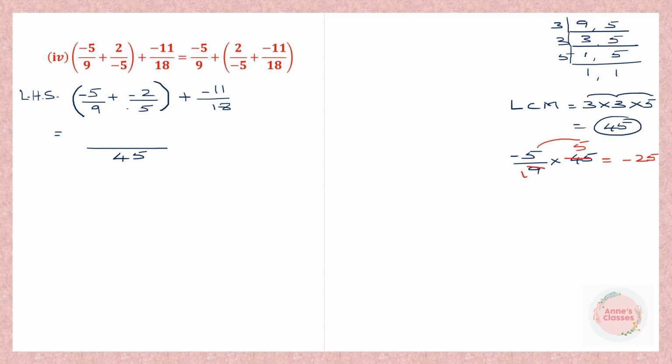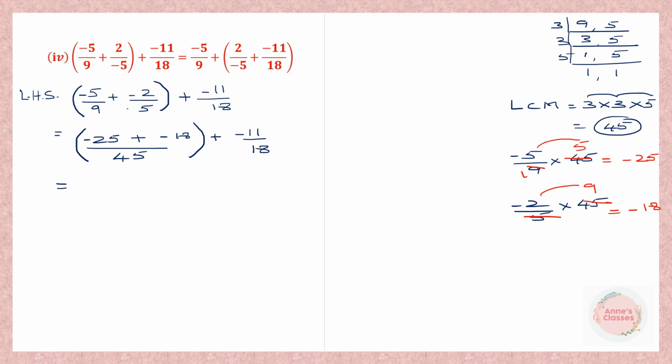So here we have minus 25 plus, now look at the second rational number here, minus 2 by 5, the denominator is 5. So let's take the second rational number, minus 2 by 5, multiply it with the LCM. So here cancel 5 and 45, 5 9s are 45, multiply these two, minus 2 9s are 18. So that's minus 18. So plus minus 18. So this is only what is inside this bracket. Now the third rational number, we write it as it is, plus minus 11 by 18.